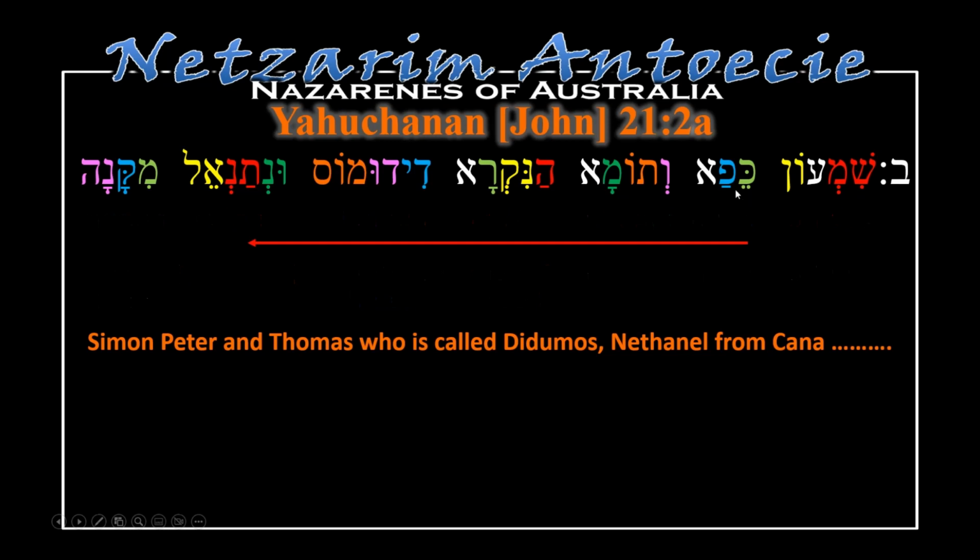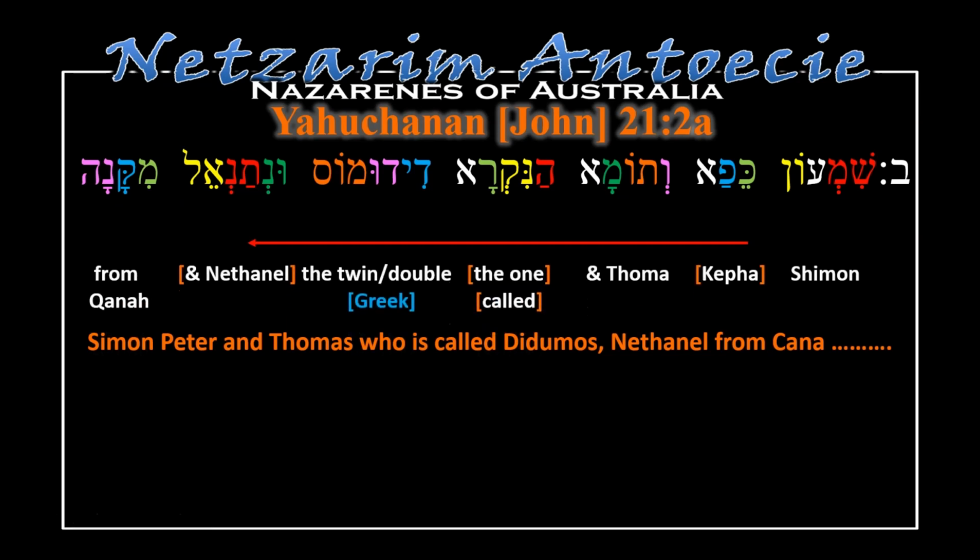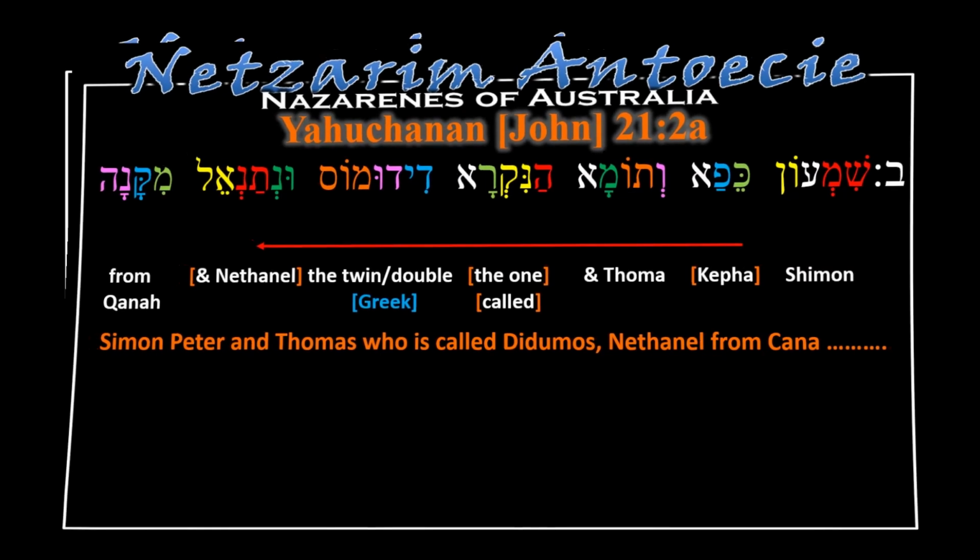Shimon, Kepha, Toma, Ha-nikra, Didymos, Untanel, Mi-kana. Shimon, Kepha, and Toma, the one called the twin or double, and Netanel, from Cana, or Cana is how normally we say it in the English.